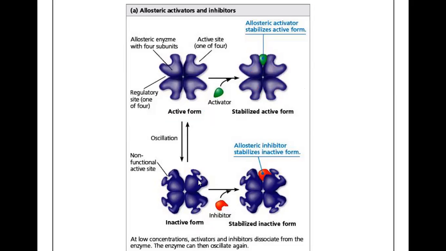I am again taking, there is an allosteric enzyme. It is oscillating between whom and whom? Active and inactive form. If it is stabilized in the active form, it will be catalytic. If it is stabilized in the inactive form, it will be non-catalytic. Understood?